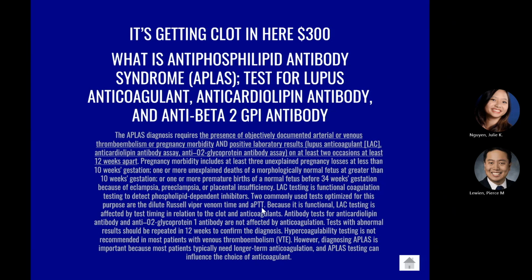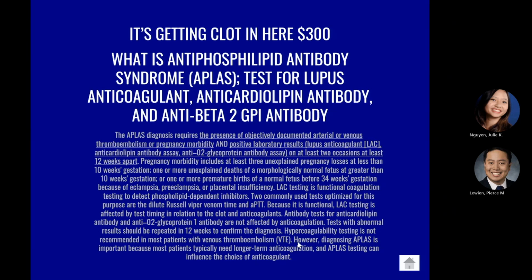So we test it either through APTT or a dilute Russell Viper venom time. But because it is functional, it is subject to change in relation to the timing of the clot and if the patient is on anticoagulants. So the other antibody tests, the anticardiolipin and the anti-beta-2 glycoprotein 1 antibody, are not affected by the anticoagulation. Tests with abnormal results should be repeated in 12 weeks, like we talked about, to confirm the diagnosis.